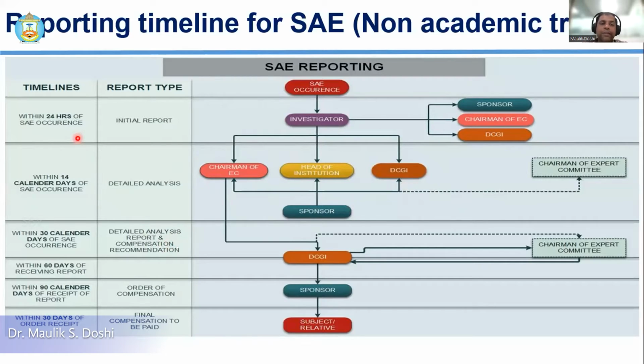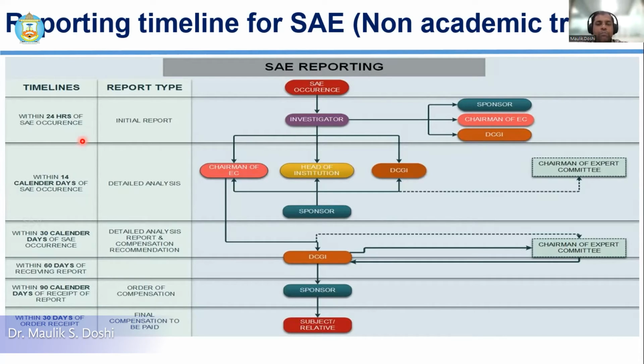Now, what happens in case of death? In case of death, it is within 24 hours of SAE awareness, because you might not know when the patient has died, as he will not report to you. Someone, his colleague, will report to you. Someone, his relative, will report to you. So for that period, the guideline says that if you report within 24 hours of SAE awareness, it is fine.